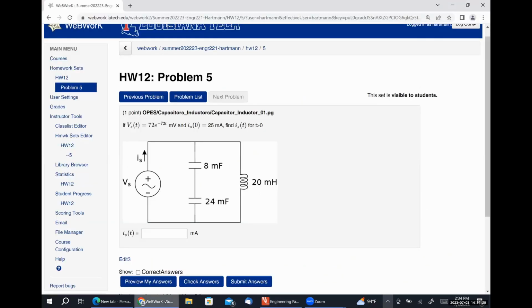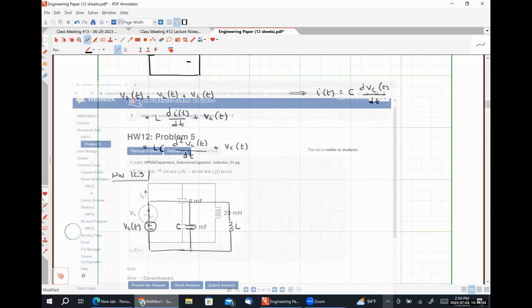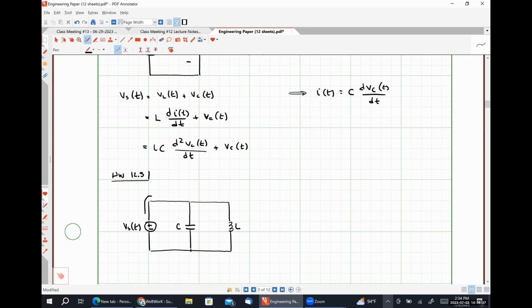Let's look here at what's given to us. So we are given IS at 0, and we're given VS of T. And our goal is to find IS of T for T greater than 0.